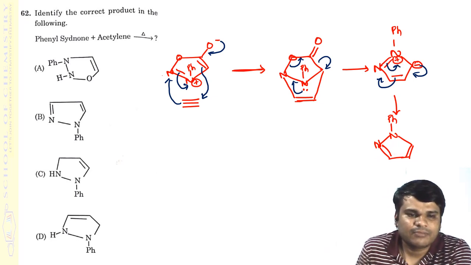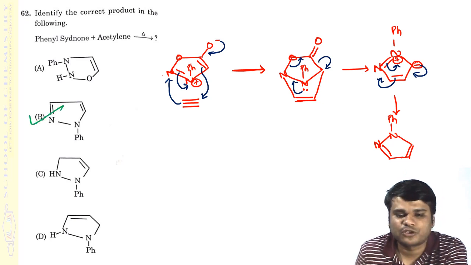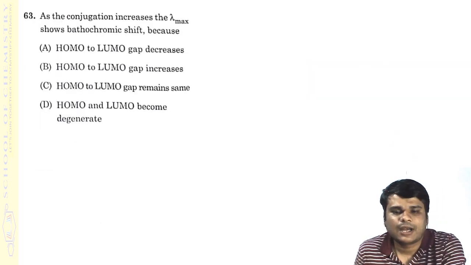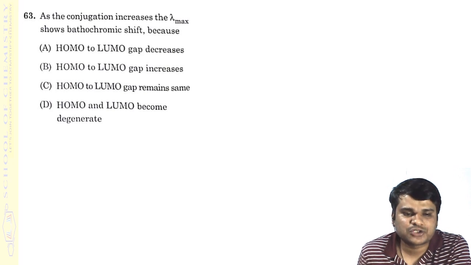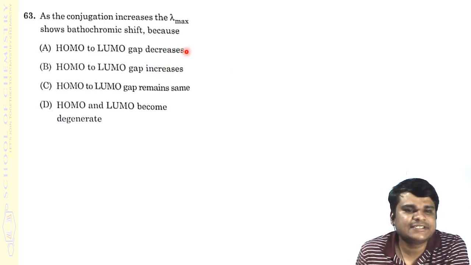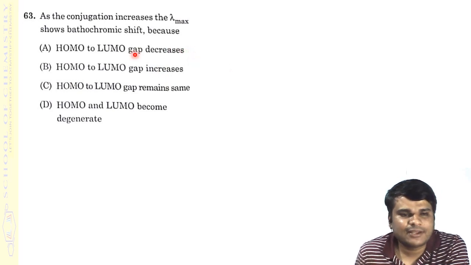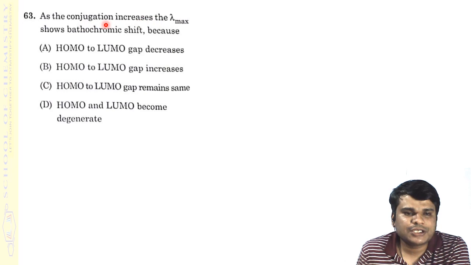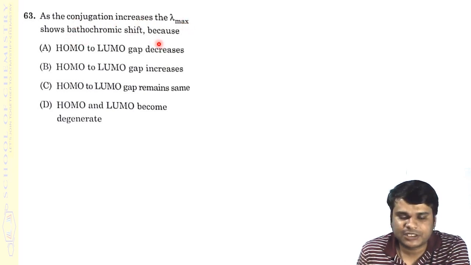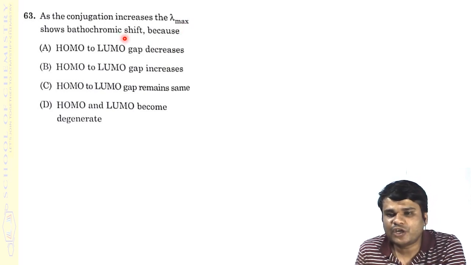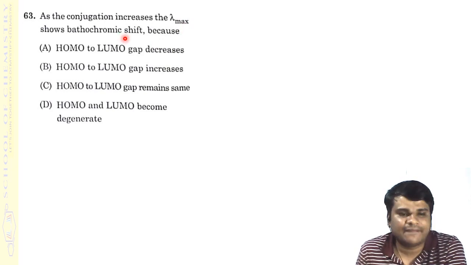It will be a tricky one, but the correct answer is option B for this. This is the 63rd question, which is very simple. If you have a basic idea of UV spectroscopy of organic molecules, this question can be answered very easily. Everything is given. Conjugation increases, and they say that lambda max shows a bathochromic shift. You should know that in a bathochromic shift, lambda max shifts towards a higher wavelength.